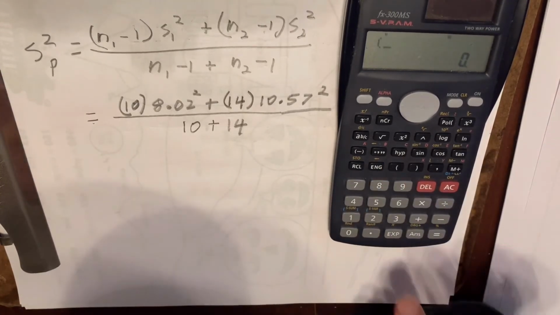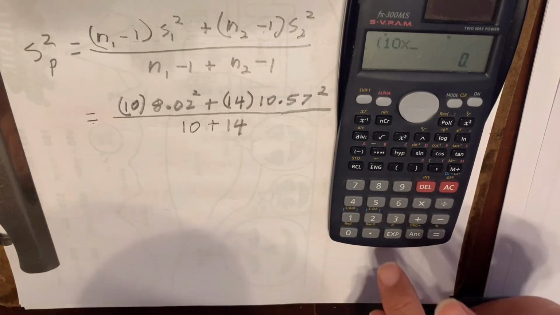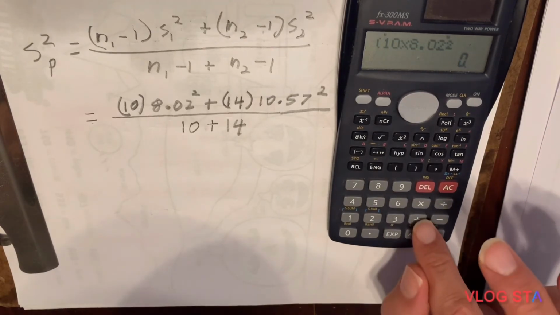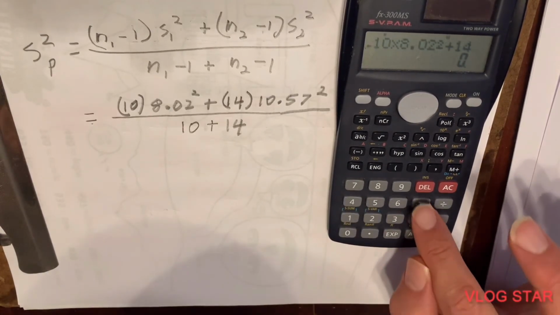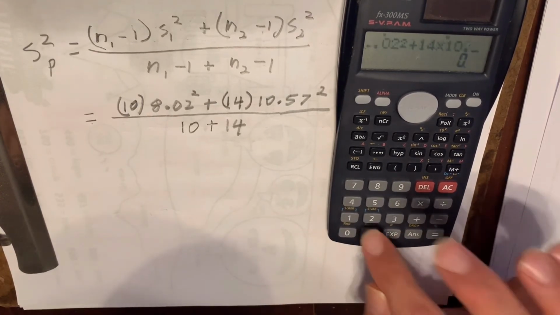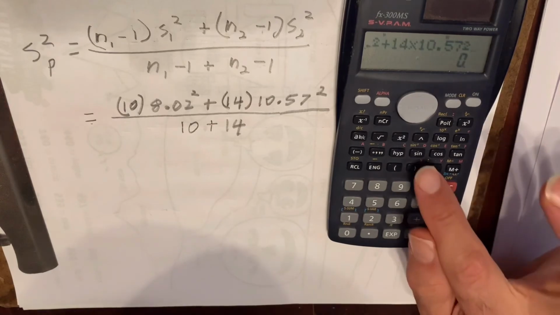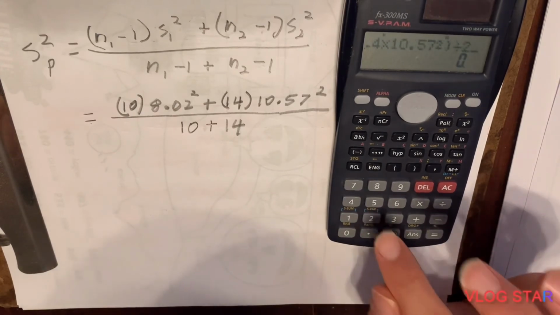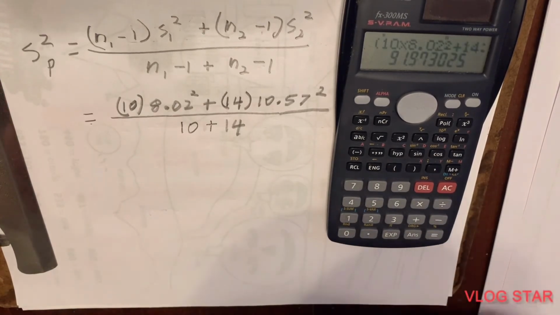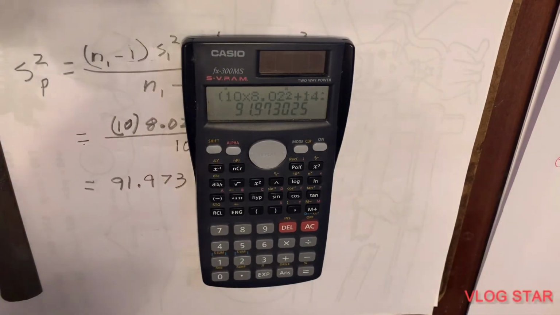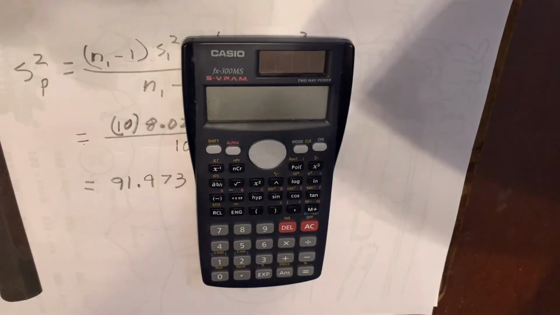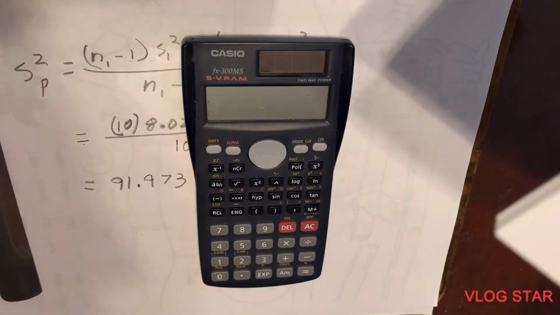So we hit the parenthesis key and we go 10 times 8.02 squared button plus 14 times 10.57 squared button, close parenthesis, divided by, and 10 plus 14, of course, is 24, equals button, and we get 91.973, which is the pooled variance estimate from our two independent random samples under the important assumption of equal population variance.